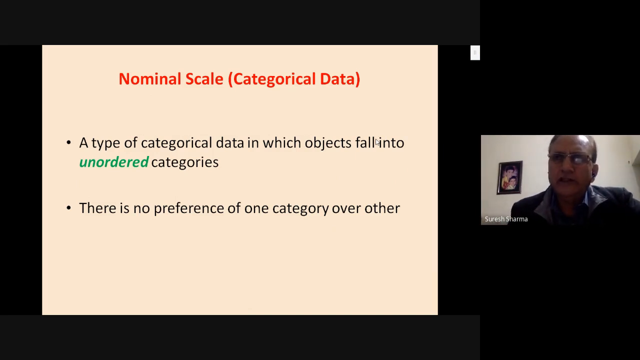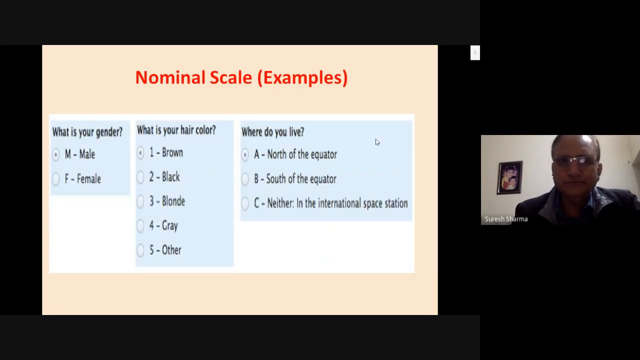So if all the categories are given equal weightage, then we say that our data belongs to the nominal scale. Same way is the gender. Everybody is a human being. I can write female as one, male as two, or you can write male as one, female as two, it does not make any difference. Examples of nominal scale: gender, hair color, where do you live? So all these are examples of nominal scale. Hopefully the idea is clear to you.